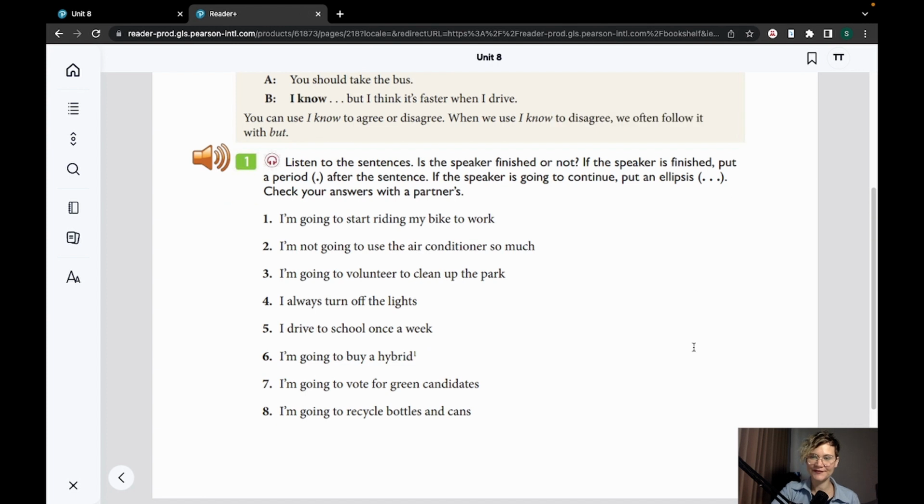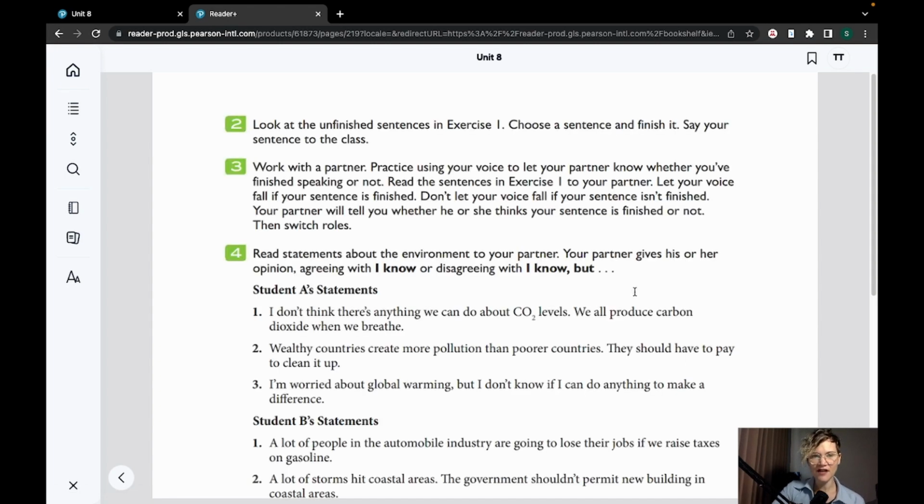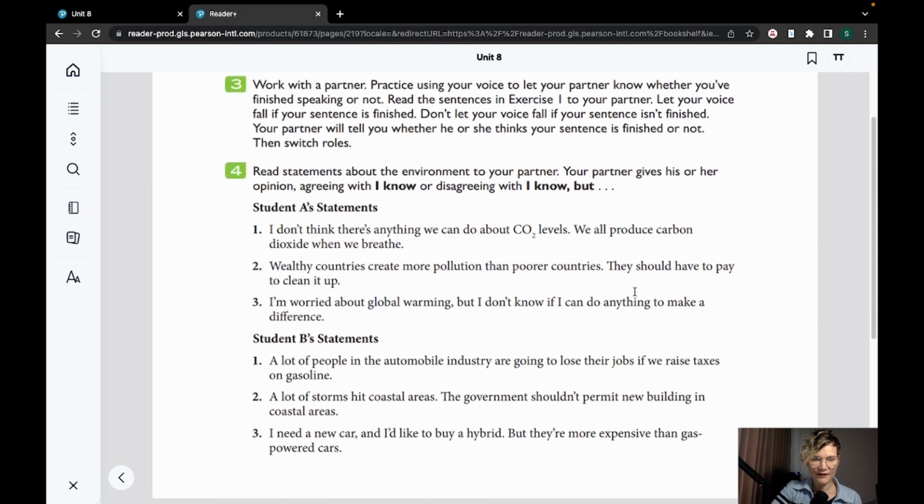Awesome. Very good. Okay, obviously these sentences, the ones that you have put an ellipsis to, are not finished. And it would be great if you can finish them with your own ideas. So look at the unfinished sentences in exercise 1. Those are the ones that you've given an ellipsis. And you can try to finish the sentence with your own ideas. Yeah? Okay, so don't let your voice fall if the sentence isn't done. If the sentence is done, then your voice goes down.